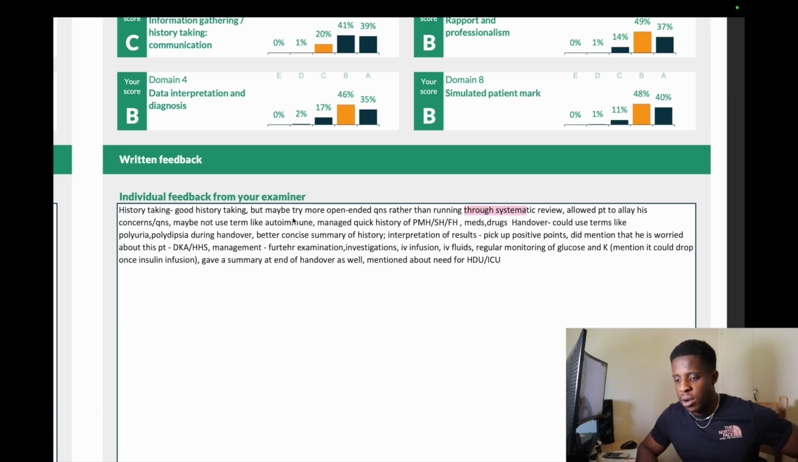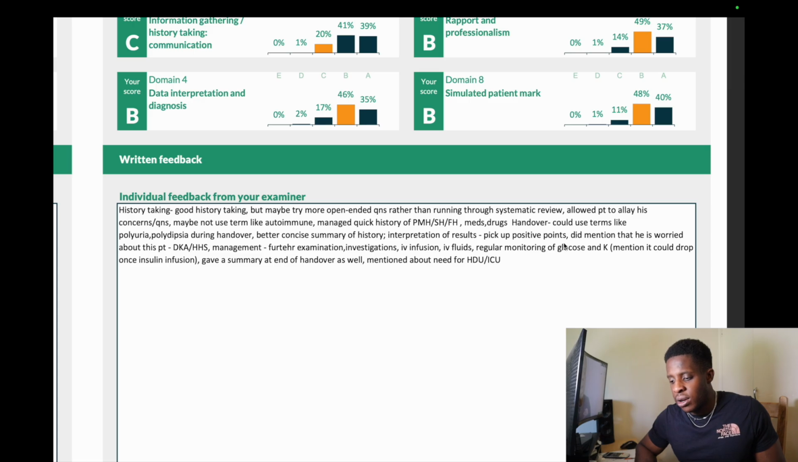Handover could use terms like polyuria, polydipsia. So when you're handing over, use the key jargon because it just speeds up time. Instead of saying he's thirsty, he's urinating a lot, say polyuria, polydipsia. Better concise summary of history, interpretation of results, pick up positive points. Did mention that he was worried about this patient, DKA, HHS management, further examination and investigations, IV infusion, IV fluids, regular monitoring of glucose, and could mention it could drop once on insulin infusion.